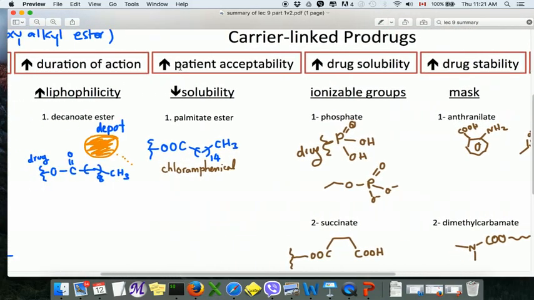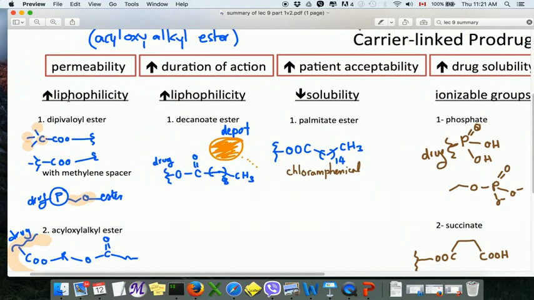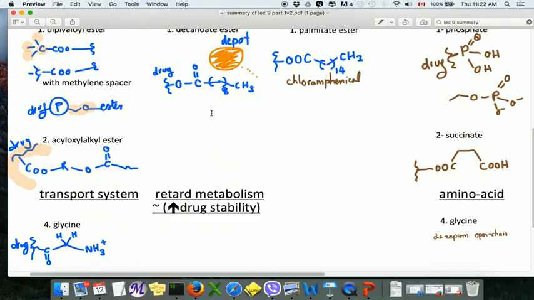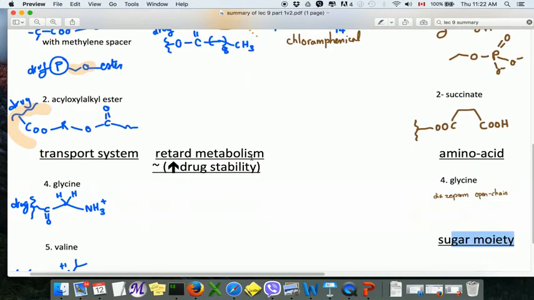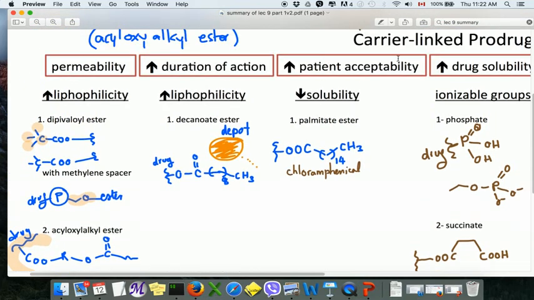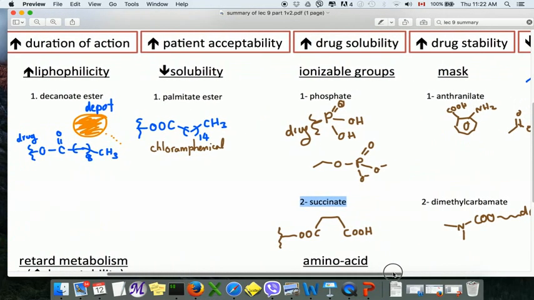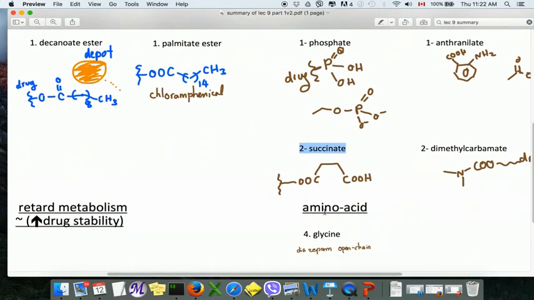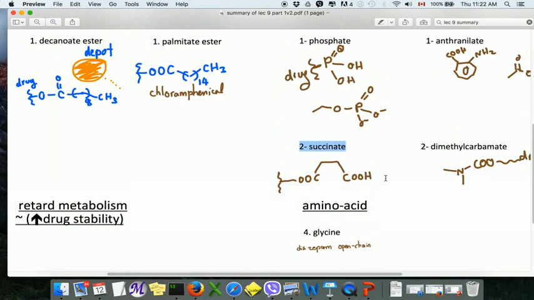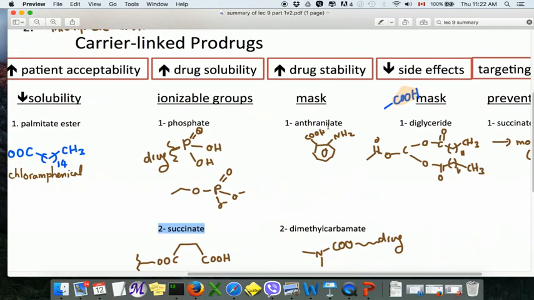So what did we do till now? We're trying to increase permeability. We increased lipophilicity or attach an amino acid. And to increase the duration of action, we can increase lipophilicity or retard metabolism, and this we'll deal with later. To increase patient acceptability, we decrease the solubility, right? Remember chloramphenicol and palmitate ester? To increase solubility, you attach ionizable groups, or you attach an amino acid, or you attach a sugar moiety. And then to increase drug stability, to retard metabolism, you can mask the group that is labile, remember the shielding, or you can change it into an obstructive group, right?